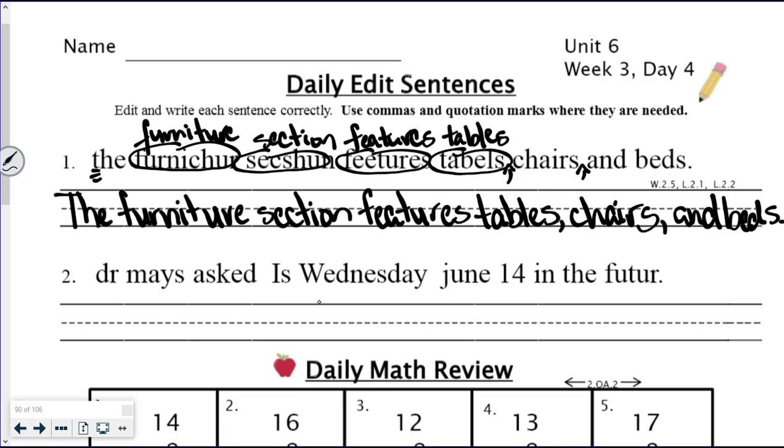Alright, number 1 looks good. Moving on to number 2. Dr. Mays, capital on doctor, and it needs a period because it's an abbreviation. Mays is his name, so we need a capital. Dr. Mays asked, so he's asking something, so we're going to need a comma, and then quotation marks. And we already have the capital. Is Wednesday, comma, separate the day of the week in the month, June 14th, in the future is spelled incorrectly.